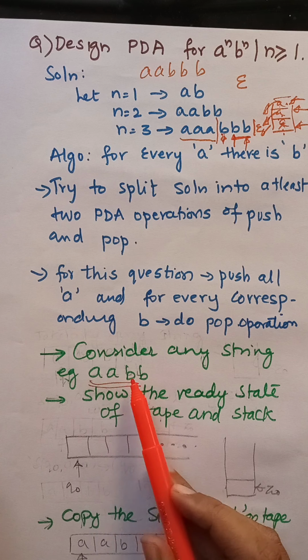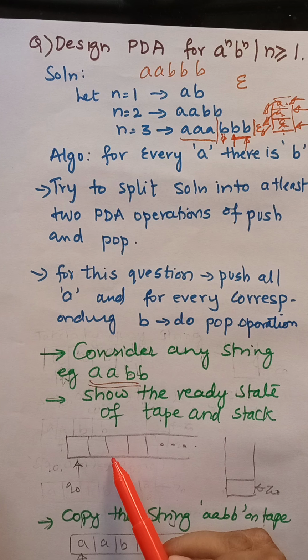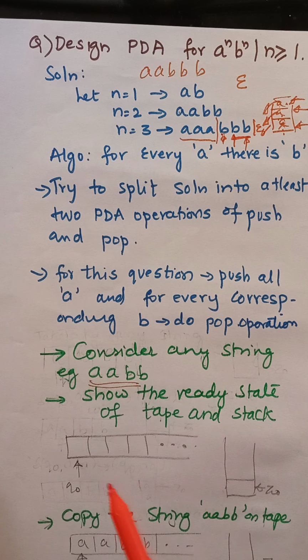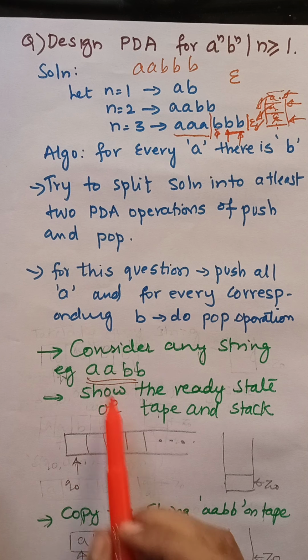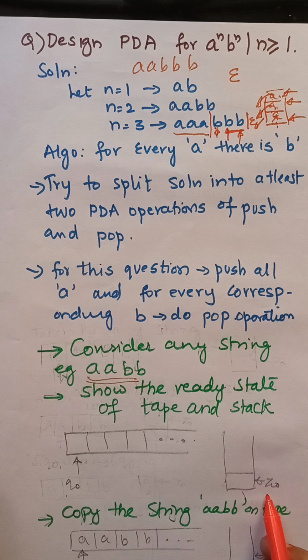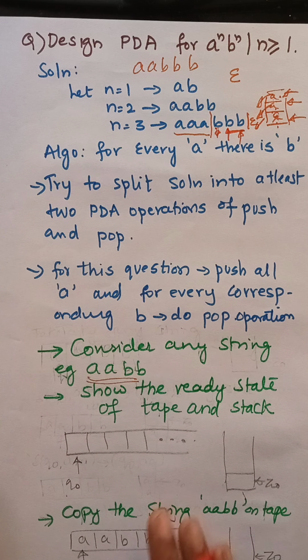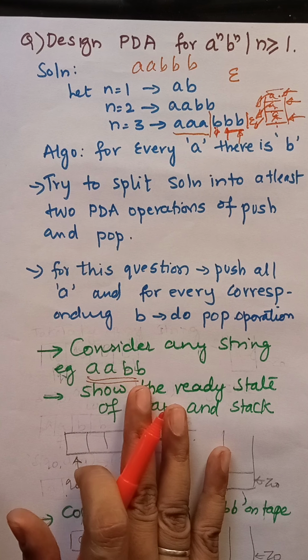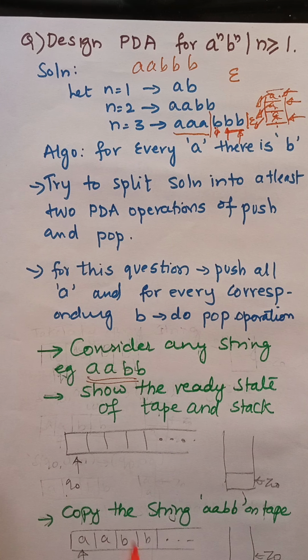Now, before putting this AABB on the tape, on which we are going to solve the question of PDA, we are going to first show the ready position of your PDA. So PDA consists of tape and the stack with the initial state as Q0 and the top of the stack as Z0. Now in this case both the things are empty. We have not put this string AABB on the tape. Now we are going to copy AABB on the tape.